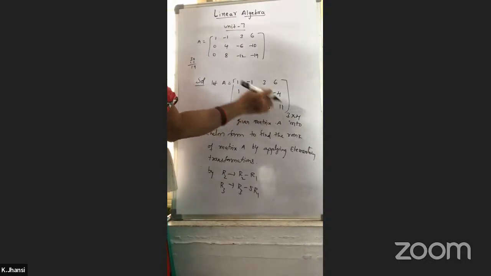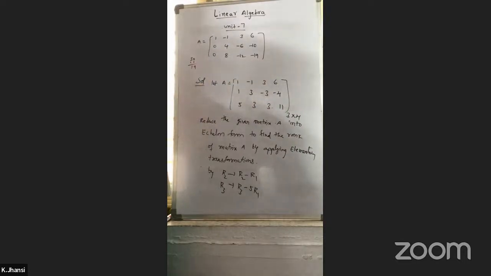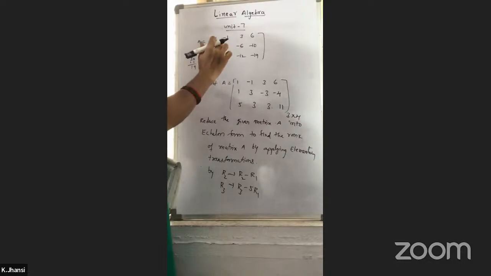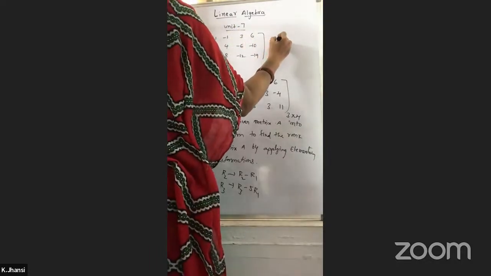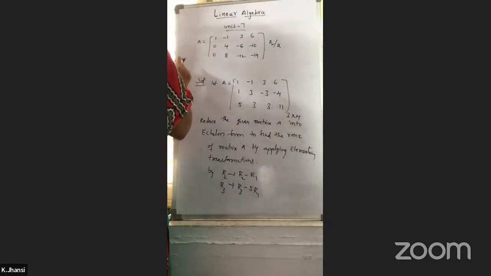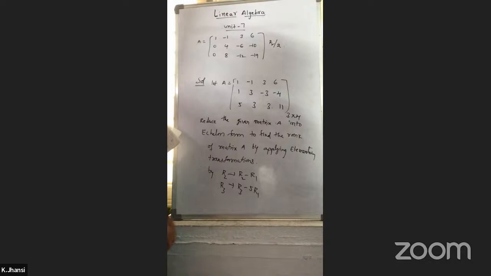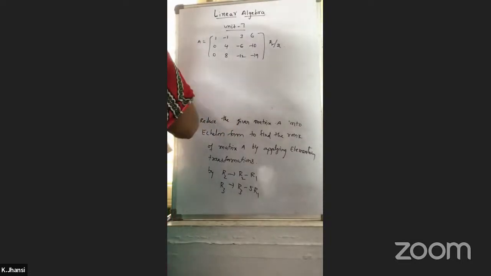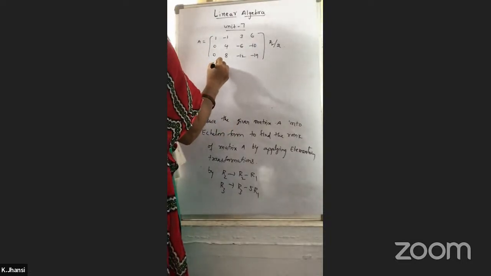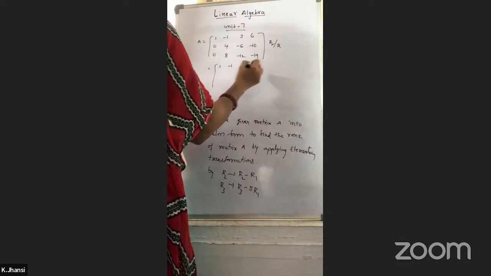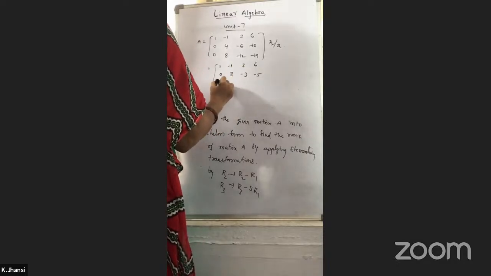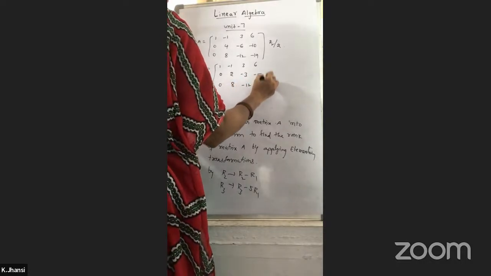So this is 11. 11 minus 5 is 6, minus 30. Okay, 19, minus 19. So now whatever this second row is, you can divide it by 2. R2 by 2. R2 by 2 means 1, minus 1, 3, 6, 0. This is 2, this is minus 3, this is minus 5. 0, 8, minus 12, minus 19.